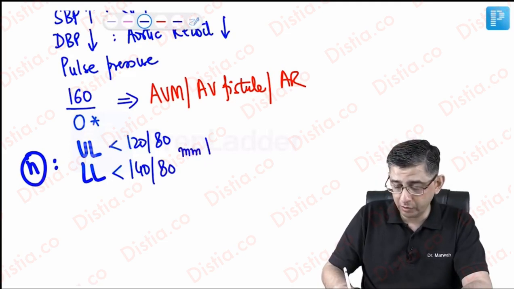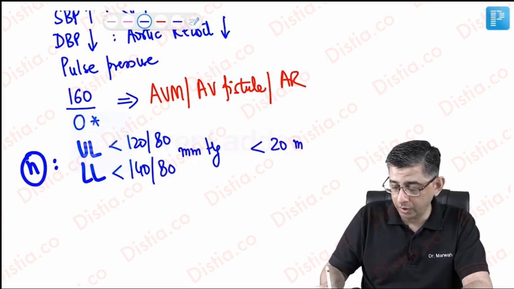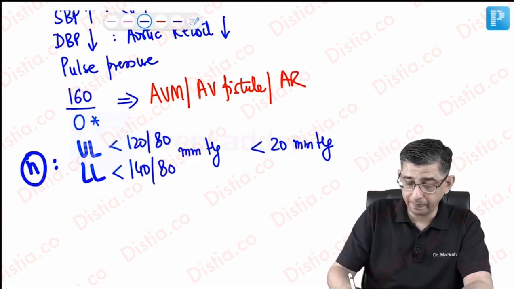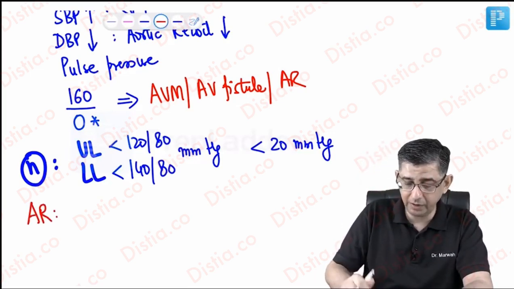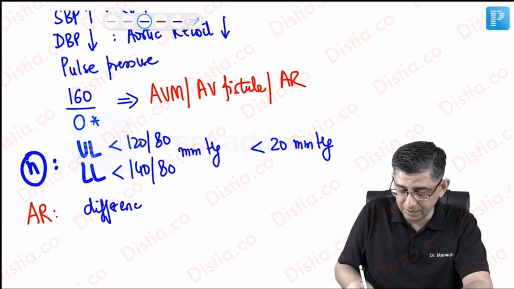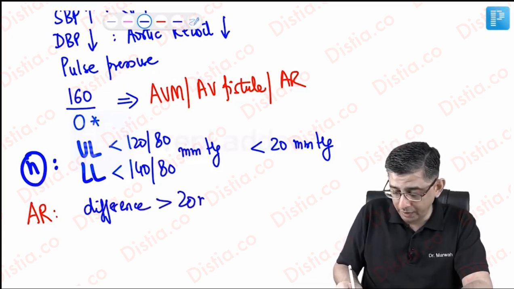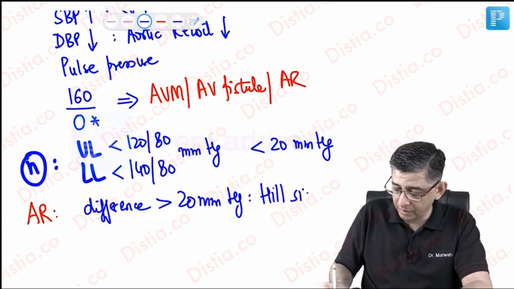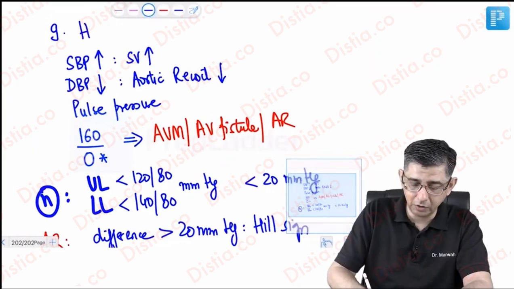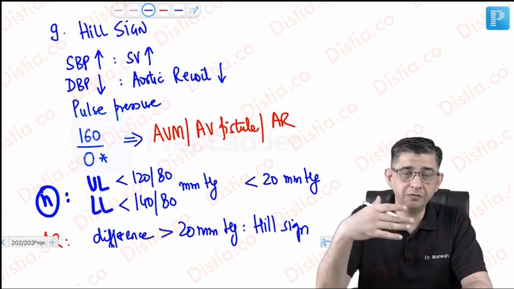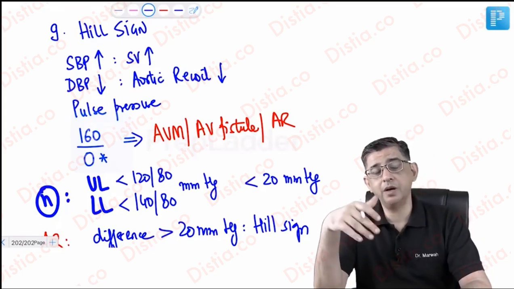So, for a normal individual, the difference between the upper limb and the lower limb blood pressure is less than 20 millimeter of mercury. However, in a person who has the valvular lesion that is being discussed at the moment, that is aortic regurgitation, this difference, which is less than 20 in a normal person, can be more than 20 millimeters of mercury, and this is technically called Hill sign. I'll just put this at point number 9 of the discussion also. Hill sign basically means that there is an exaggeration of a normal physiological difference in the BP in the upper limb and the lower limb.